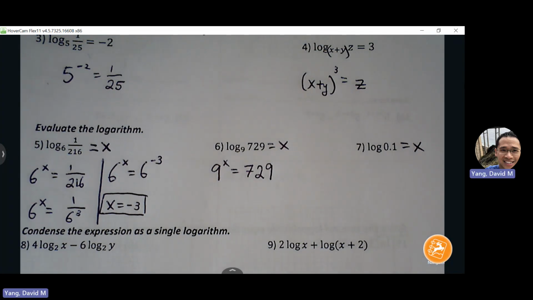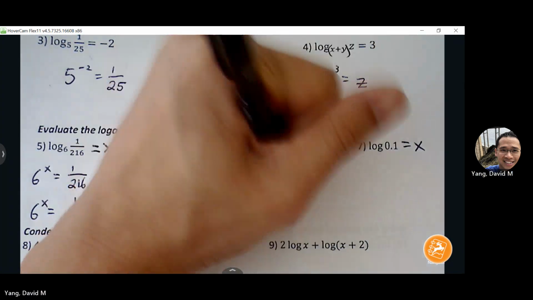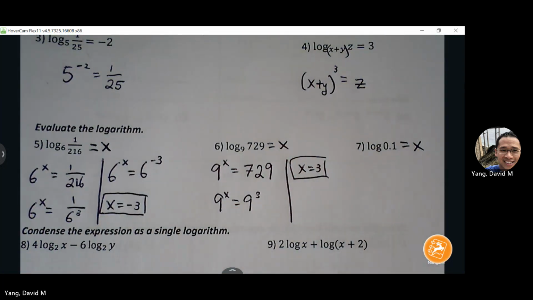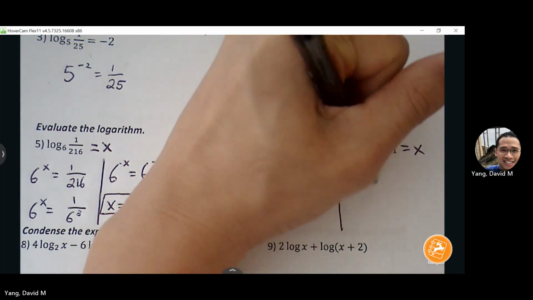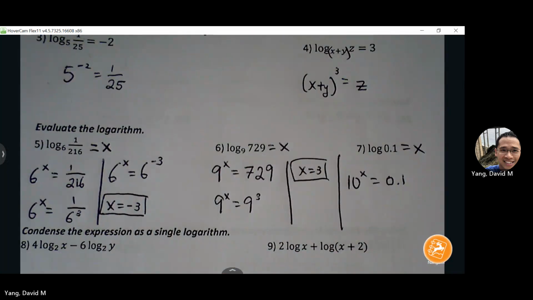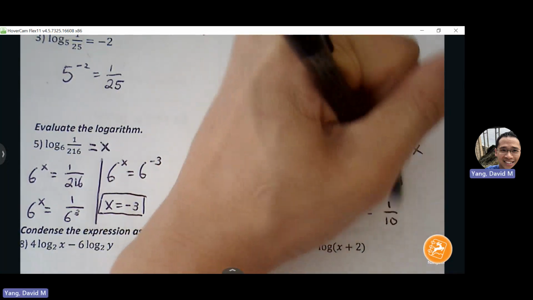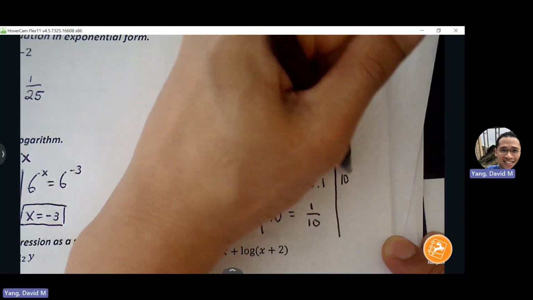You can play with your calculator, 729 is 9 to the third power. Seven, there's a hidden base. 0.1 is the same thing as 1/10. Get the bases to match, bring the exponent up.